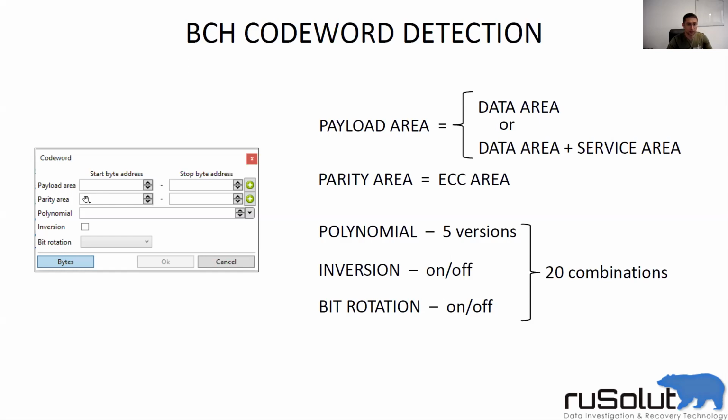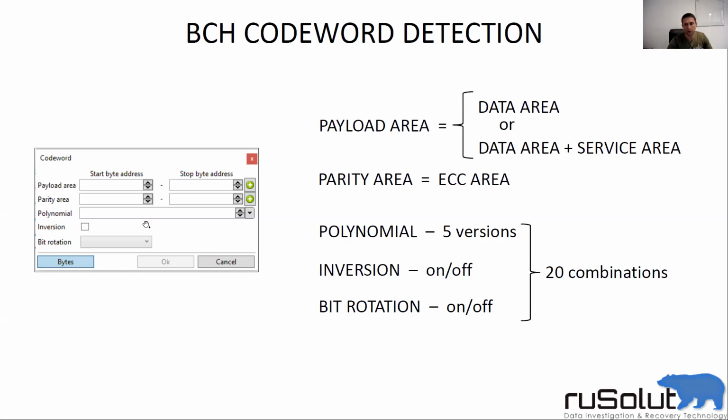Parity area, it's the area of ECC. The area where we have ECC code which helps to fix bit errors. So that's a payload area and parity area. Then polynomial. Polynomial, it's like a formula which is used to calculate ECC, to create ECC, and then to fix bit errors.